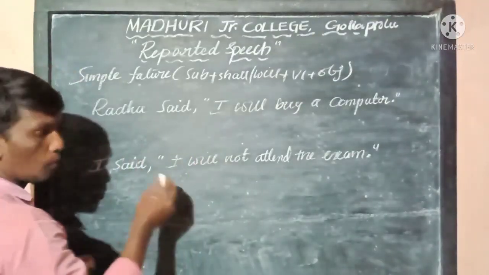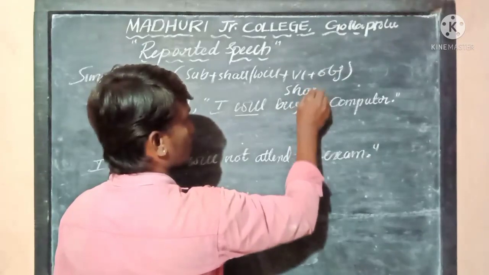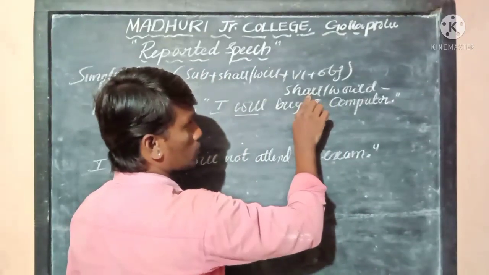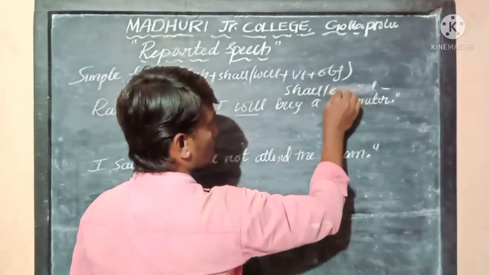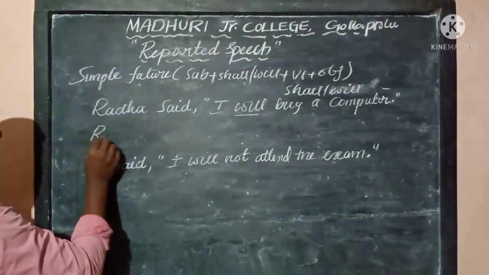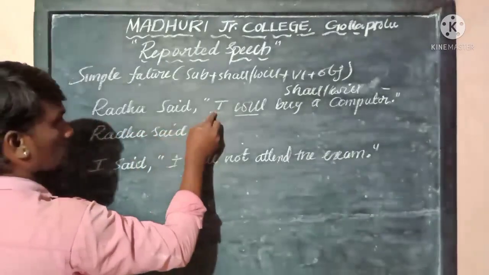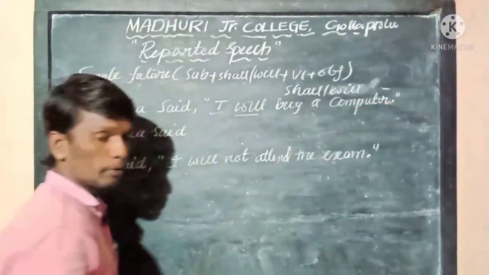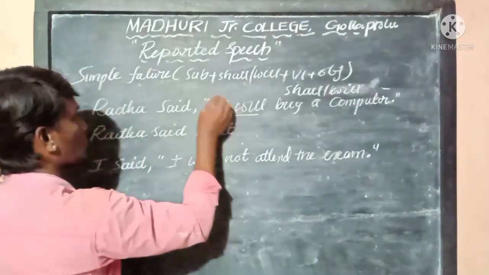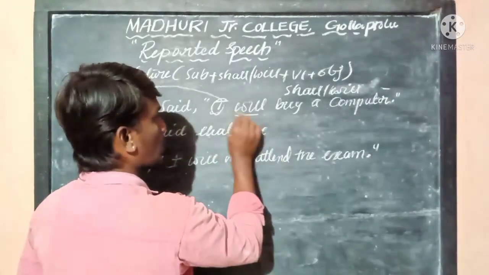Now how would a simple future tense change? Already we came to know that shall or will changes: shall becomes should and will becomes would. Shall becomes should, will becomes would. So that here see, Radha said. So what is the conjunction here? See, it starts with the subject and ends with the full stop. It is a declarative sentence, so that is a suitable conjunction. That. What does I refer to? I refers to Radha. What is the pronoun of Radha? Radha's pronoun is she. So will becomes would.